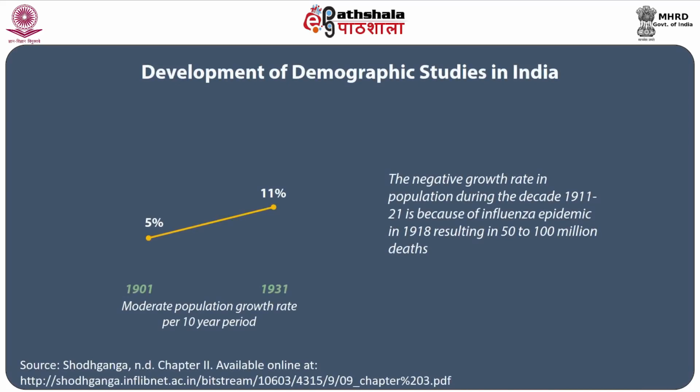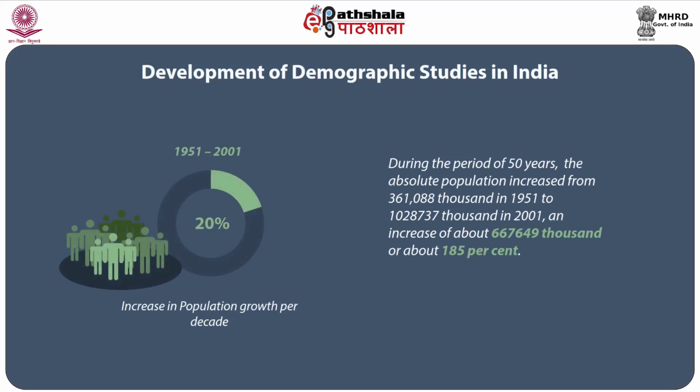The population growth rates have been moderate during 1901 to 1931, fluctuating between 5 to 11% per 10-year period. The negative growth rate in population during the decade 1911 to 21 is because of the influenza epidemic in 1918, resulting in 50 to 100 million deaths, as reported in Table 3. The population has increased slowly in the decades 1931 to 41 and 1941 to 51. Then on, it has accelerated from 1951 to 2000, increasing by more than 20% per decade.